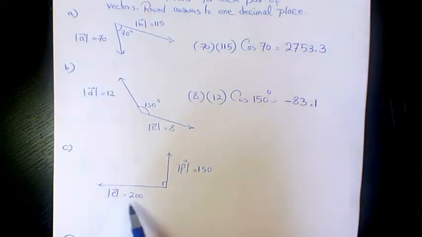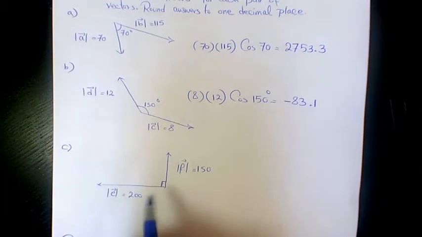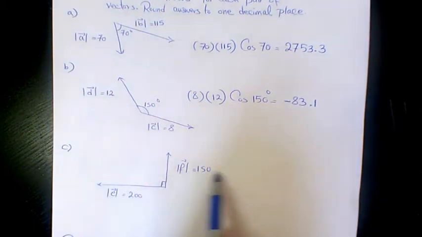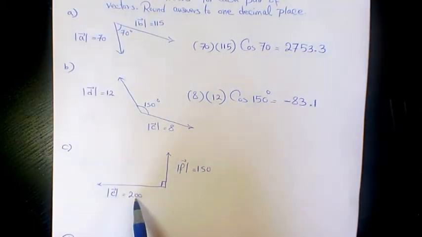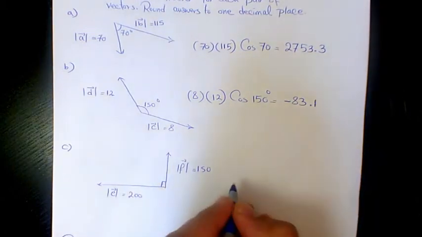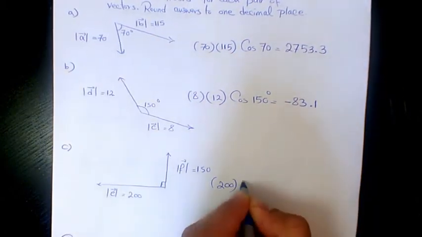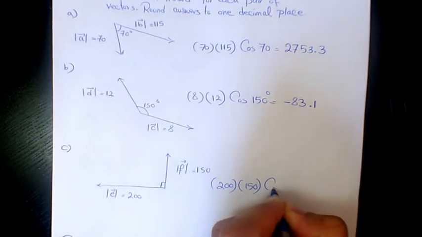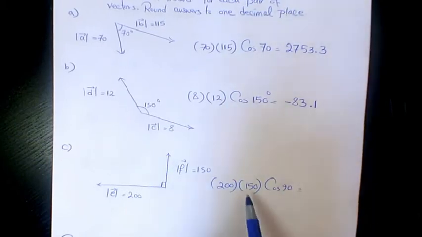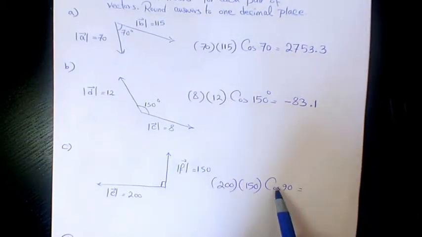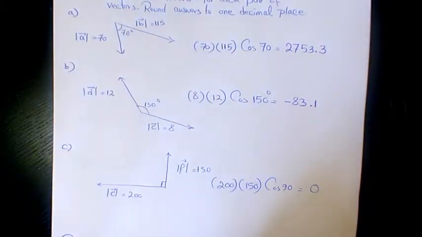So here we have two perpendicular vectors, 150 for F, that's the magnitude, and the magnitude of vector E is 200. So it's going to be 200 times 150 times cosine 90. We don't care about the multiplication of these two because cosine 90 is 0, so it's going to make the dot product equal to 0.